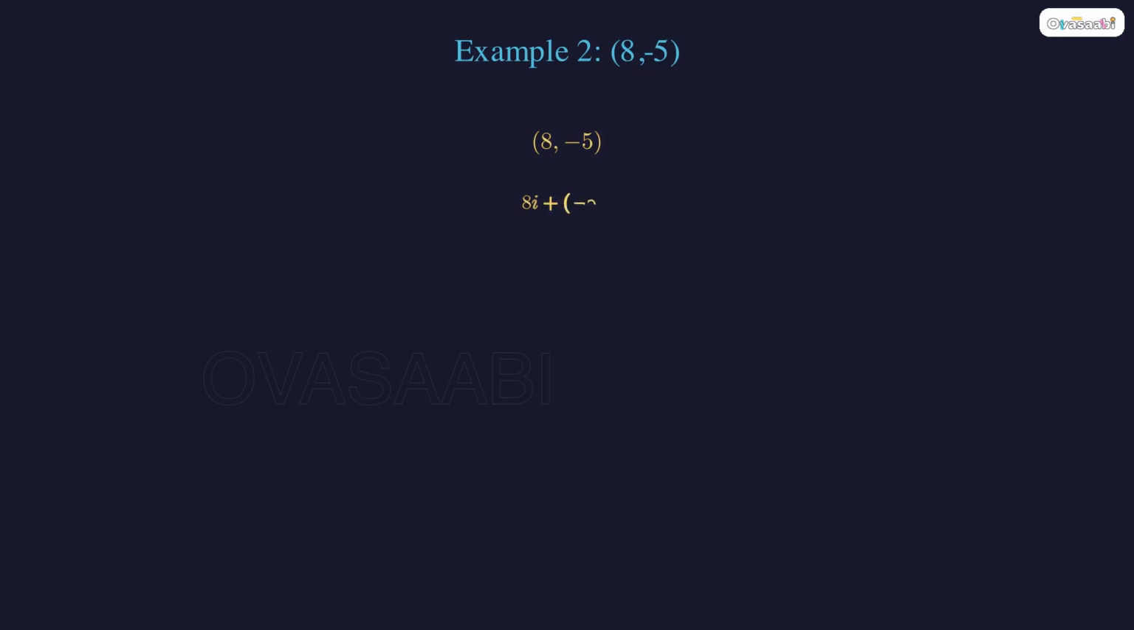Example 2. Convert (8, -5) to component form. First number is 8, so 8i. Second number is -5, so -5j or minus 5j. Final answer: 8i - 5j.